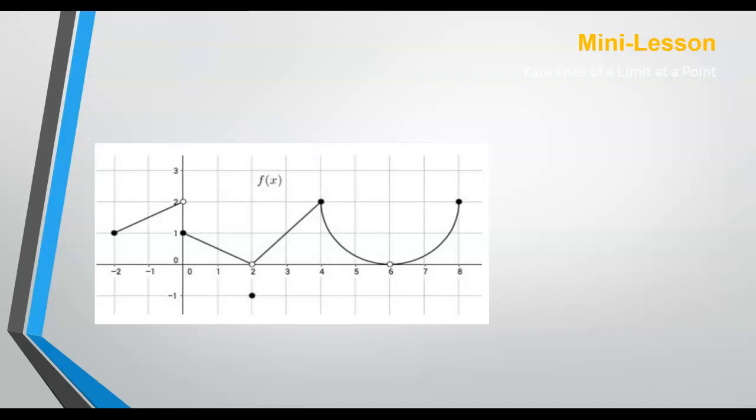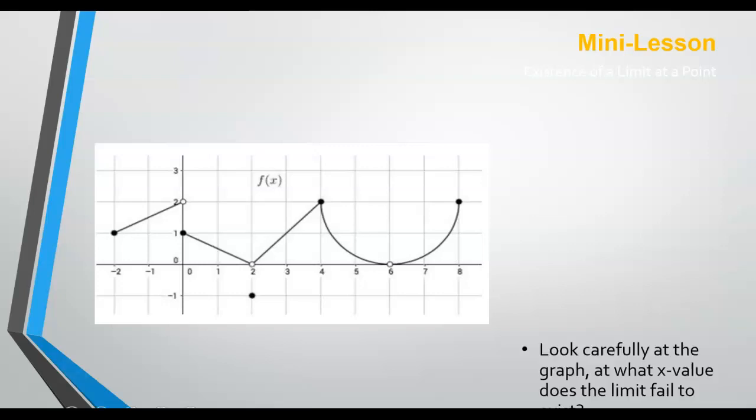Left-hand limit means it's coming from the left. So the left-hand limit as x approaches 0 from the left, a little negative. What's the value? 2. And if it's from the right, 1. And f of 2 is 1.